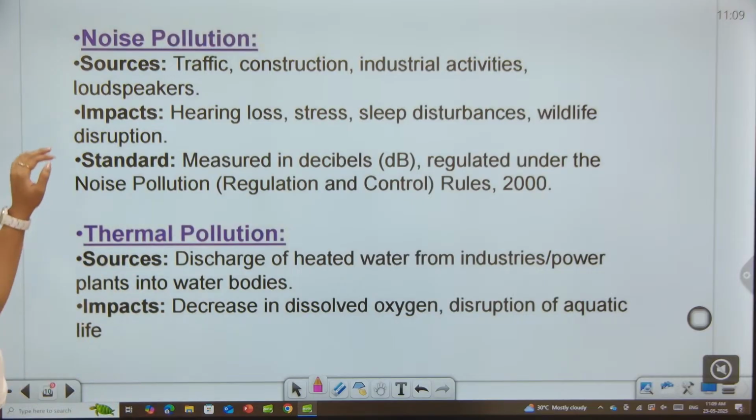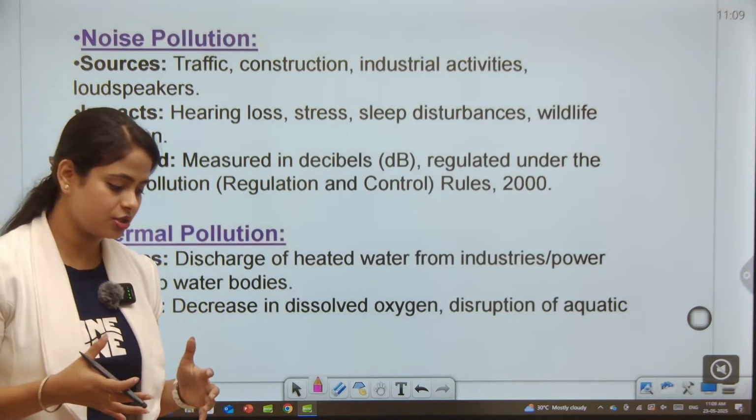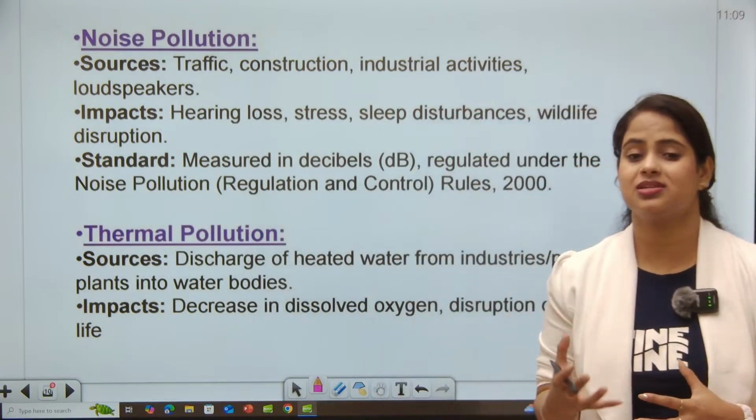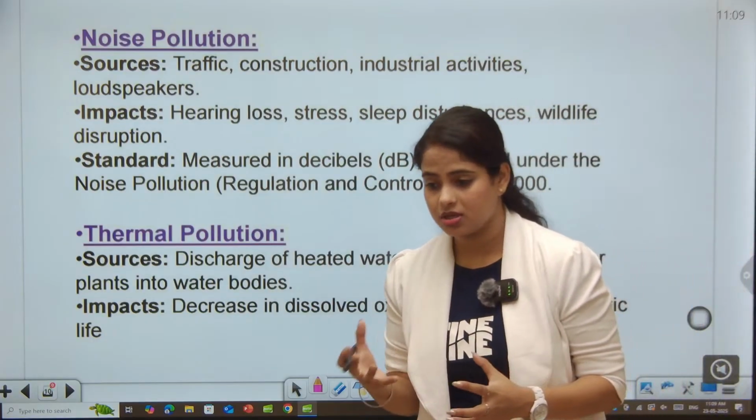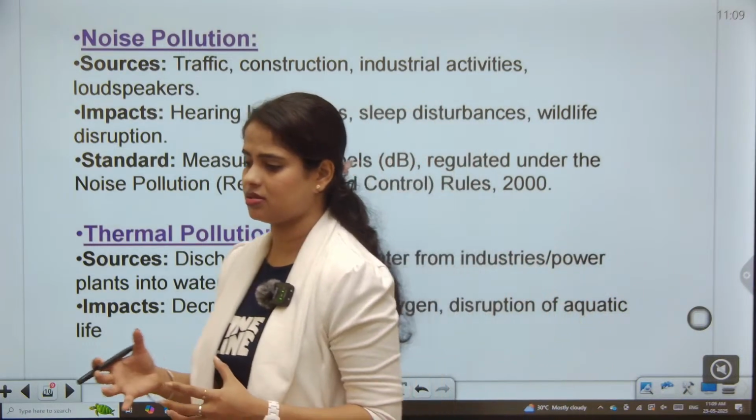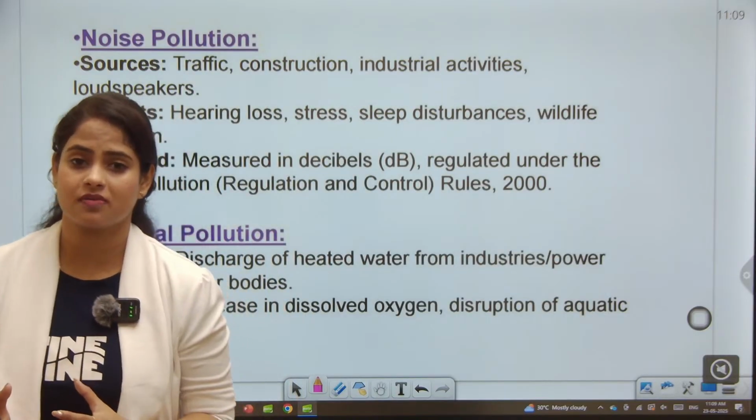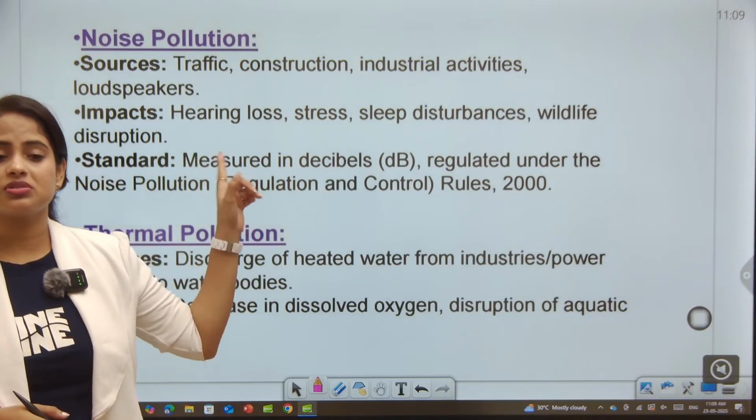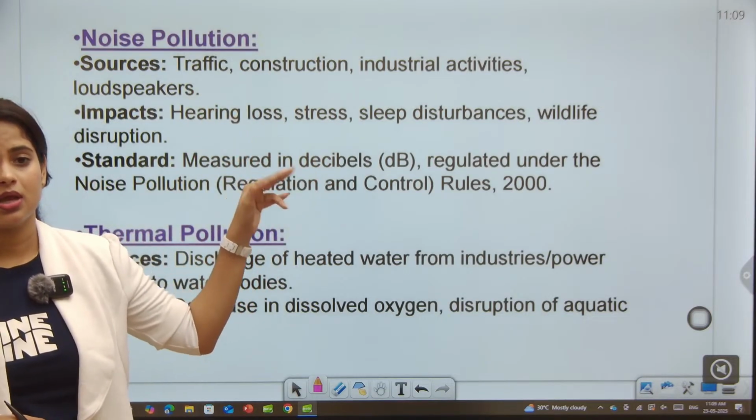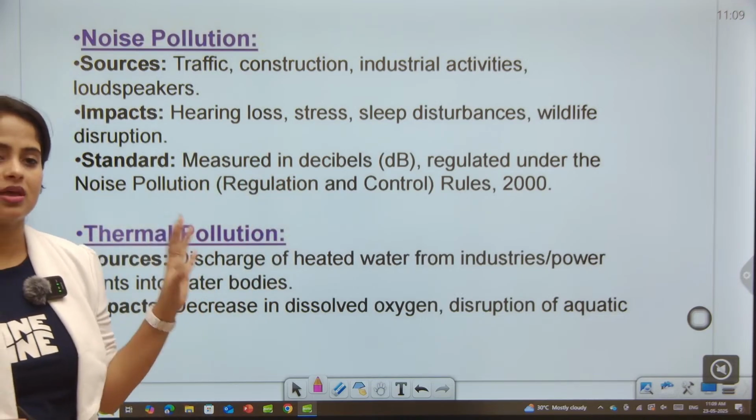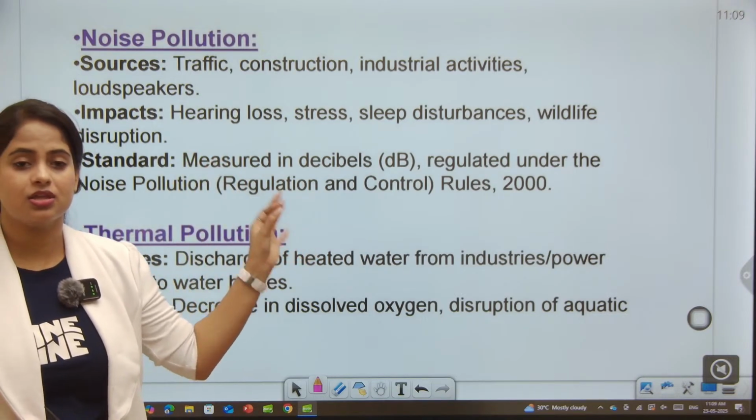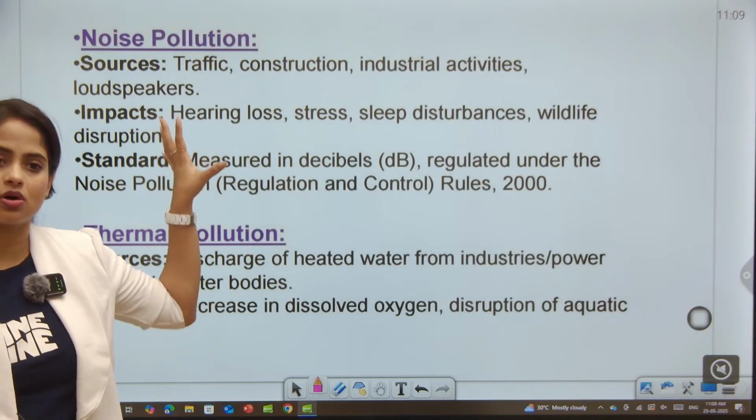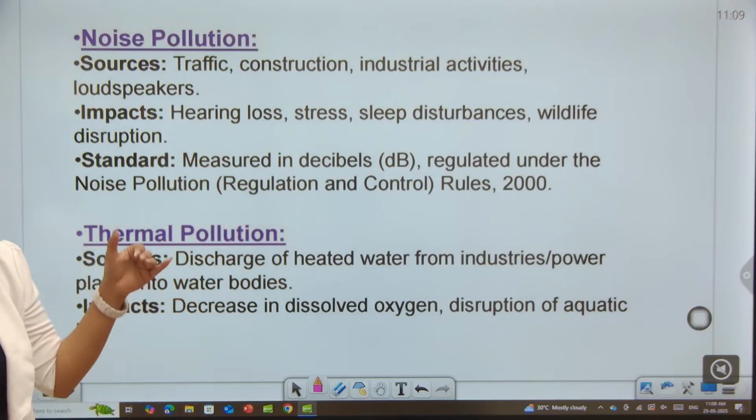Yeah, okay. So obviously those kinds of pollutants that lead to noise pollution are very hazardous to hearing. There can be hearing loss, stress, sleep disturbances, wildlife disruption, all are noise pollution causes. The sources are traffic, construction, industrial activities, loudspeakers, everything. The impacts, as I have said, are hearing loss, stress, sleep disturbances, wildlife disruption. These all.